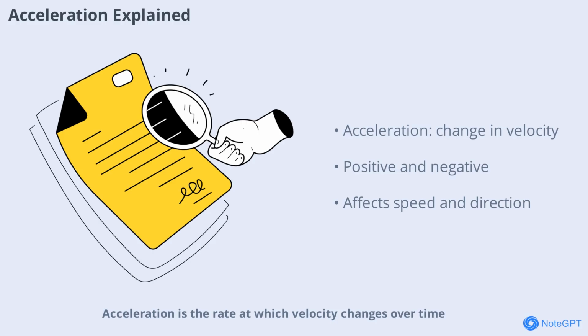Acceleration is the rate at which velocity changes over time. If you press the gas pedal in a car, you accelerate. If you hit the brakes, you decelerate, which is just negative acceleration. Acceleration can change an object's speed, direction, or both. It's a key concept in mechanics because it helps us understand how forces affect motion, whether it's a rocket launching or a ball rolling down a hill.